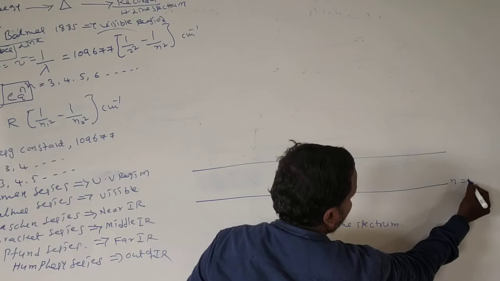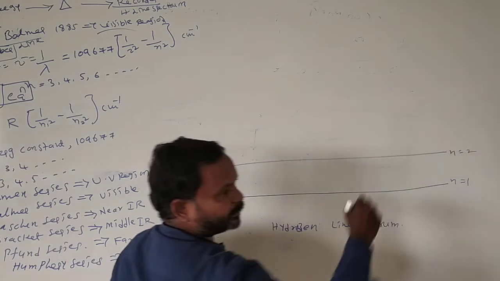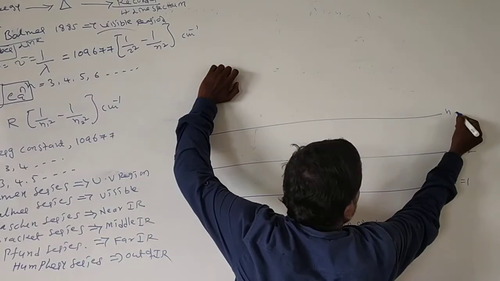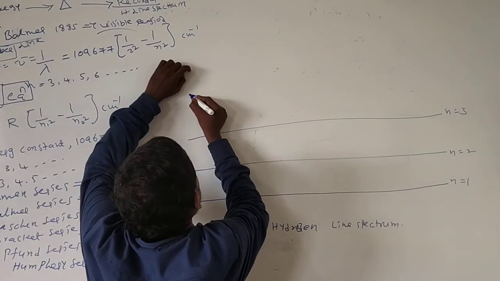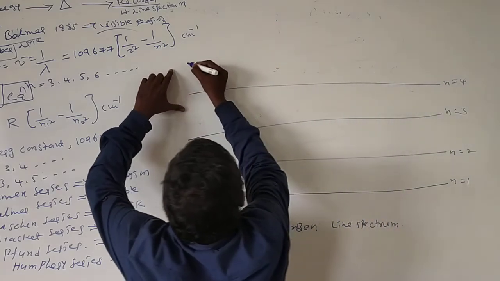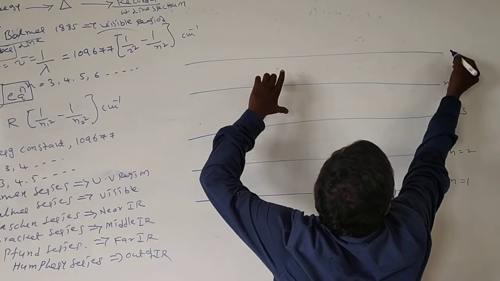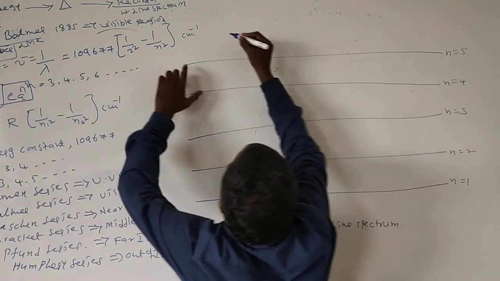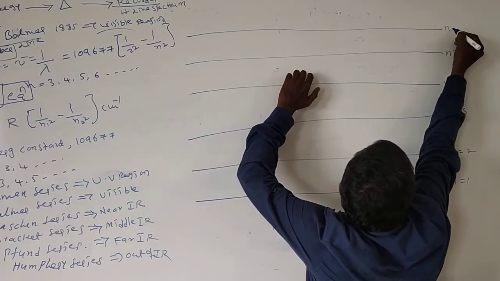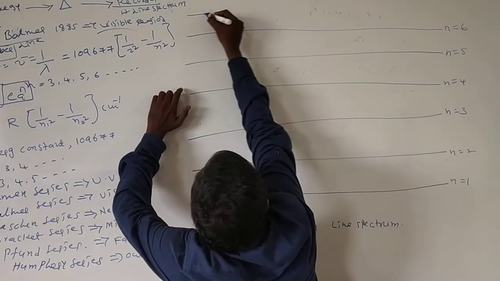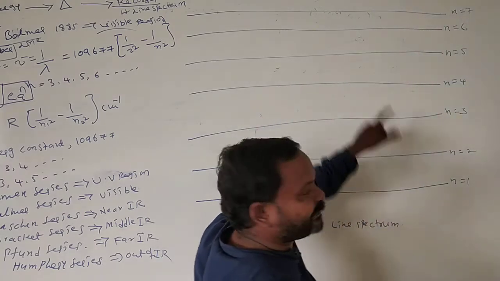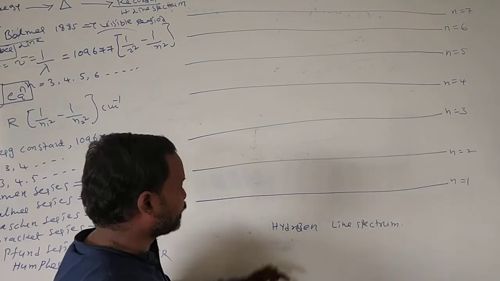Here n is equal to 1, n is equal to 2 level. Here n is equal to 3, n is equal to 4, n is equal to 5, n is equal to 6, n is equal to 7. Distance is same. Okay, this is the hydrogen.